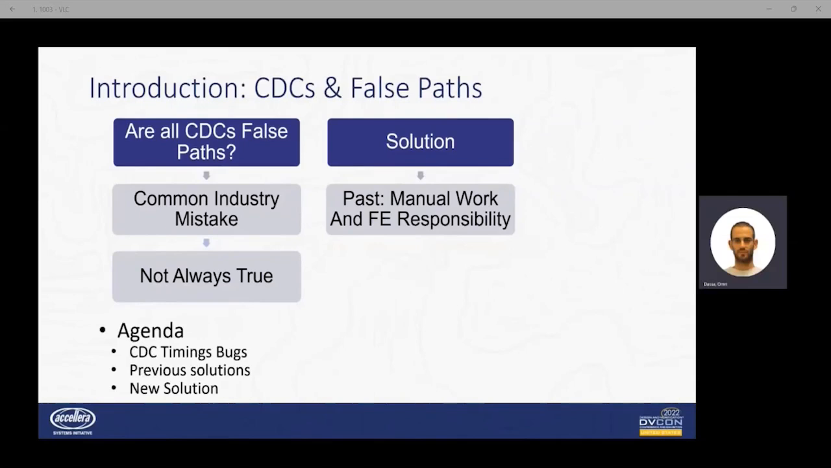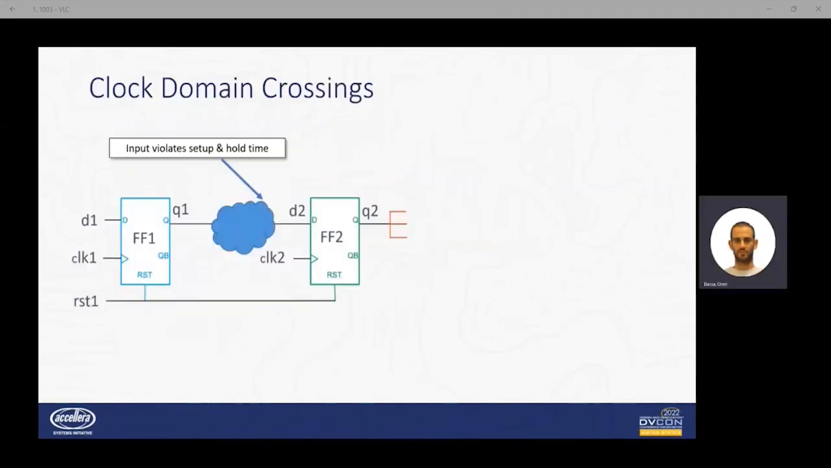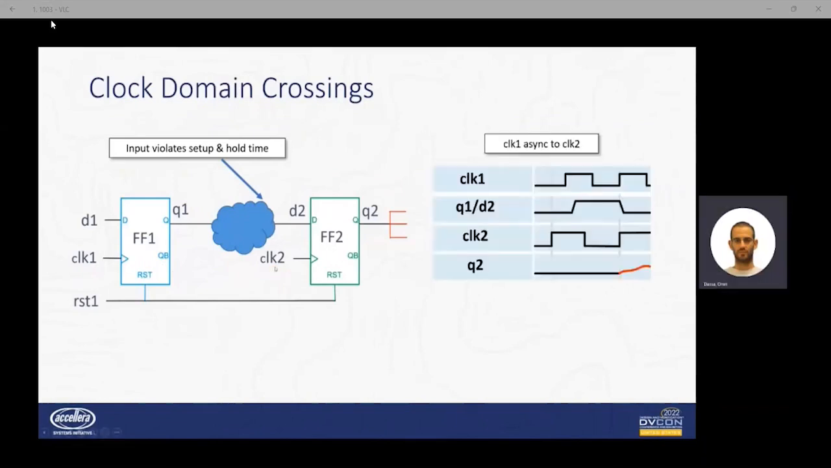Today we're going to talk about the CDC timing bugs, the previous solutions, and then I'm going to present our new solution. First of all, let's talk about clock domain crossing. We have 2 flip-flops. The first is flip-flop 1, which is clocked by clock 1, and the second is flip-flop 2, which is clocked by clock 2. The clocks are asynchronous to each other. As you can see here, if the data sent to flip-flop 2 changes at the rising edge of clock 2, we might get a metastability issue at the output of flip-flop 2. This is something we would like to avoid.